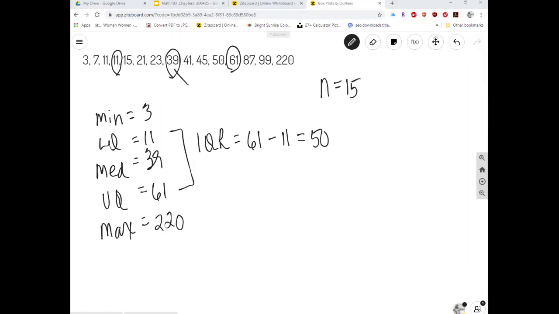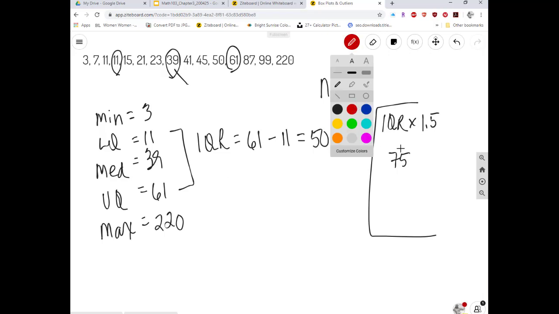Okay, so my interquartile range, so I'm just going to put this over here. This is for outlier identification. My IQR times 1.5 is 75. All right, now I'm going to add 75. I'm going to put this right here.